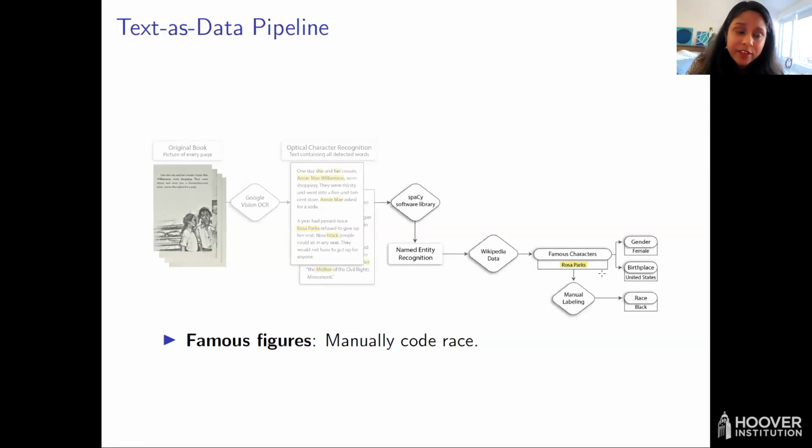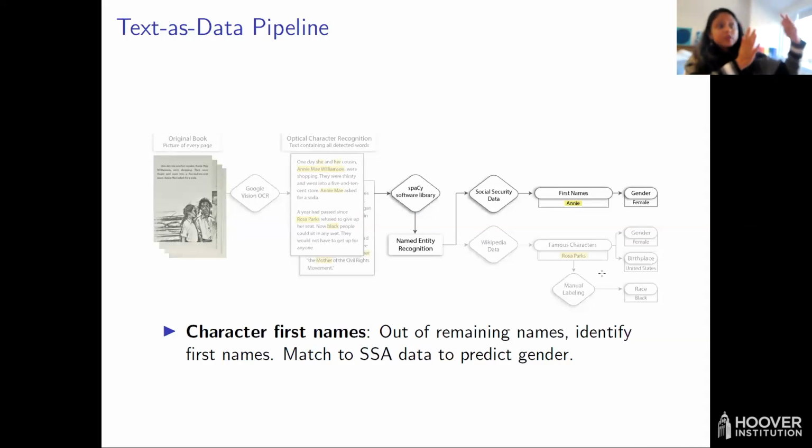Now, of course, there's other characters. Steve went to the store, Justin went to the office. And so how do we get those individual character names? We take the remaining names that came out of our NER output, we take the first name that's there, we match it to Social Security data, and then, based off of Social Security data, so the name Cameron, for example, 91% of the people who are named Cameron identify as male in the Social Security data. So we then classify that name as being male. And so then that gives us another measure of gender.